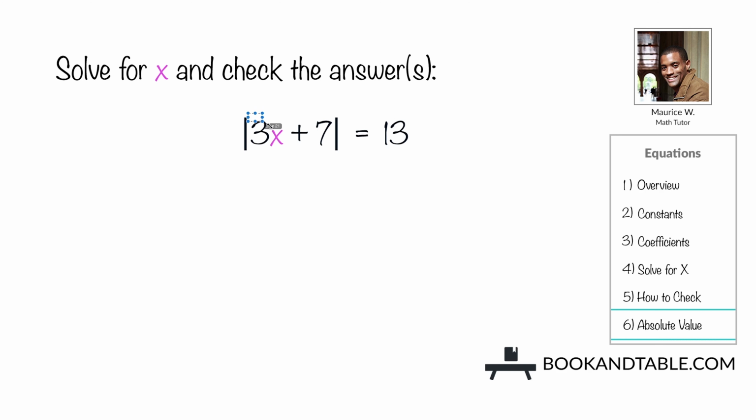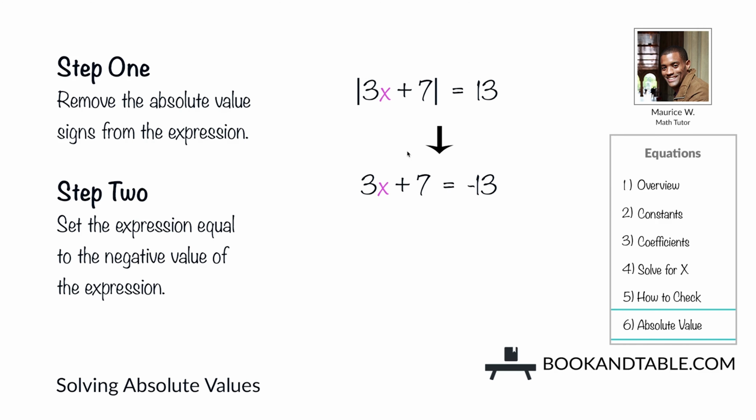But what if the term on the inside, before you place the absolute values around it, is negative? That means without the absolute value sign, this could possibly equal negative 13. So when you solve an equation that includes an absolute value term, you have to solve this expression for the negative value, negative 13 in this case, and the positive value, 13. So step 1, remove the absolute value signs from the expression. When we do that, we're left with just what's between them, which is 3x plus 7.